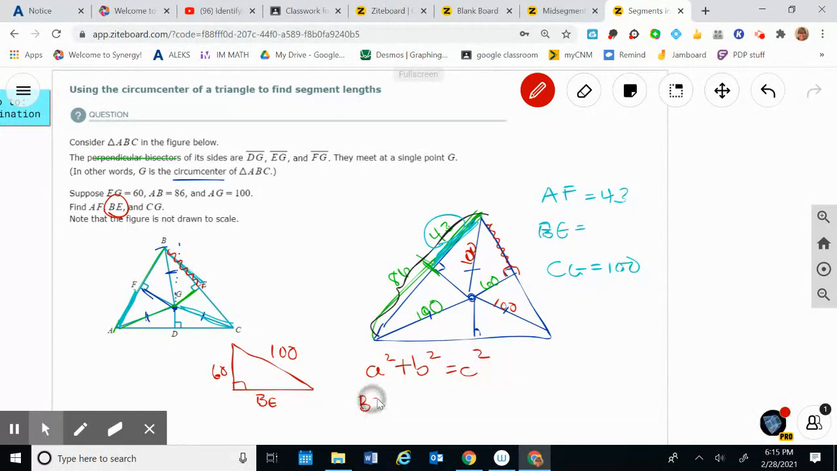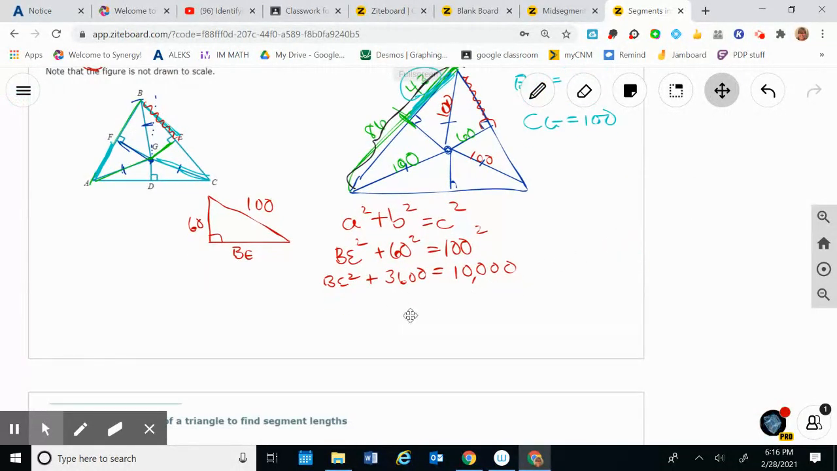A is BE, 60 squared equals 100. Remember, C is always the hypotenuse. And so that equals 10,000, I believe. 60 is 6 times 6 is 36. Add the 2 zeros. And then BE squared. Okay. You guys can do this on your calculator. Maybe I will be doing this by hand. Let's see. So I get BE squared equals, subtract 3,600 from there, and I will get 6,400. So this can be done by hand.